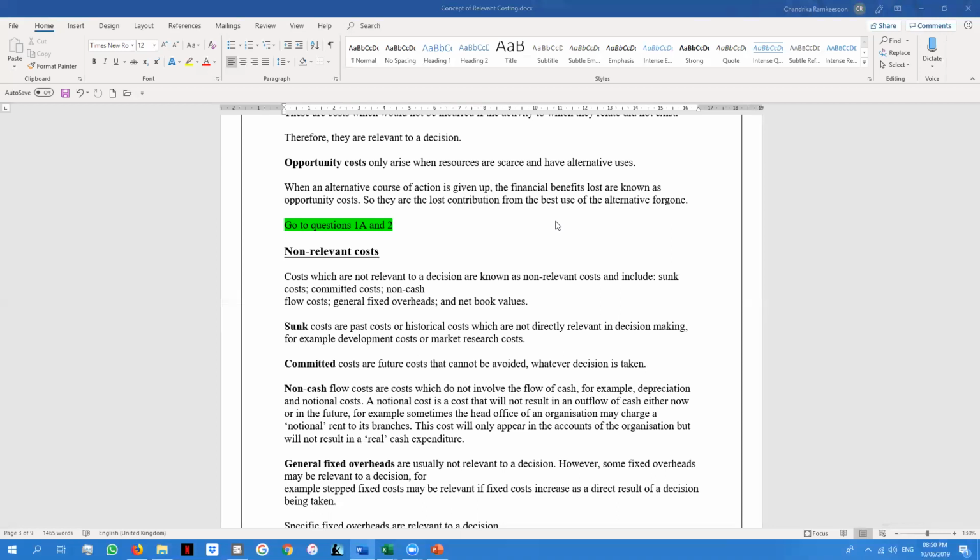Usually you would see it applying to contracts, like lease contracts, that sort of thing, in questions. Non-cash flow costs are costs which do not involve the flow of cash. For example, depreciation and notional costs. A notional cost is a cost that will not result in an outflow of cash, either now or in future. For example, sometimes the head office of an organization may charge a notional rent to its branches. This cost will only appear in the accounts of the organization, but will not be a real cash expenditure.